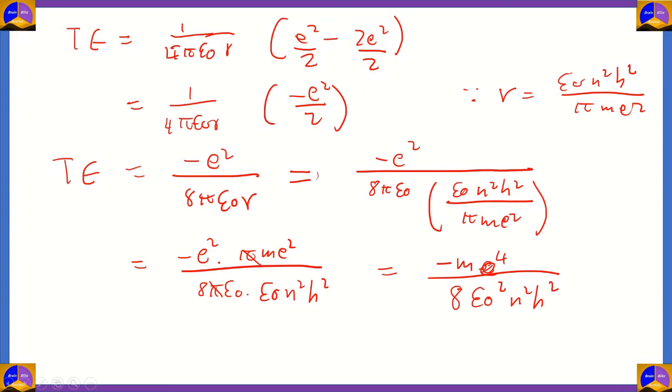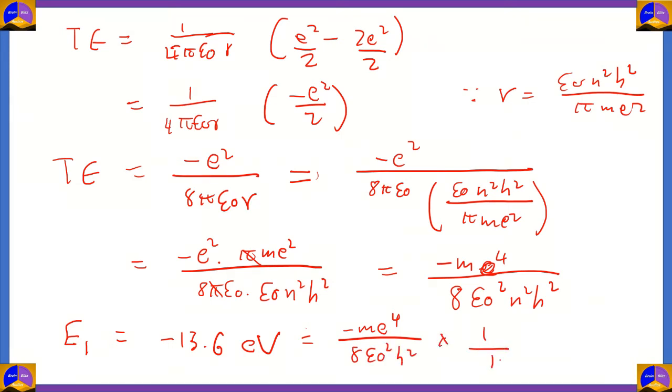But are we done yet? No, we're not. The total energy, let's write this as E. The total energy for an electron in the first orbit is minus 13.6 electron volts. And that will be equal to minus m e raised to 4 divided by 8 epsilon naught square h square times 1 by 1. That means just 1. So the constant would now equate to minus 13.6 electron volts.